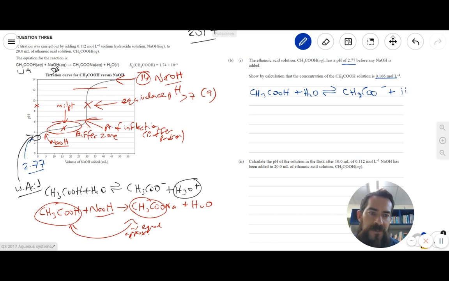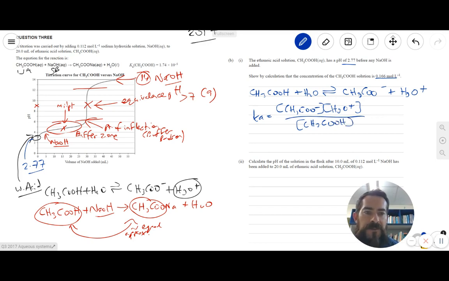Ethanoate plus H3O plus ions. And then it's just a good old Ka expression for that. So ethanoate on the top, and the hydronium ions, and then the concentration of the ethanoic acid on the bottom. I can already see I'm going to run out of space here. So we want to show that the pH is 2.77. So the Ka we've been given in the question. So we have that value.